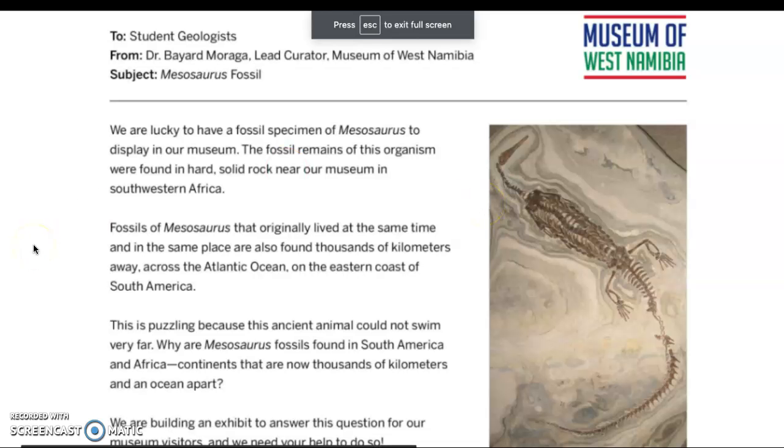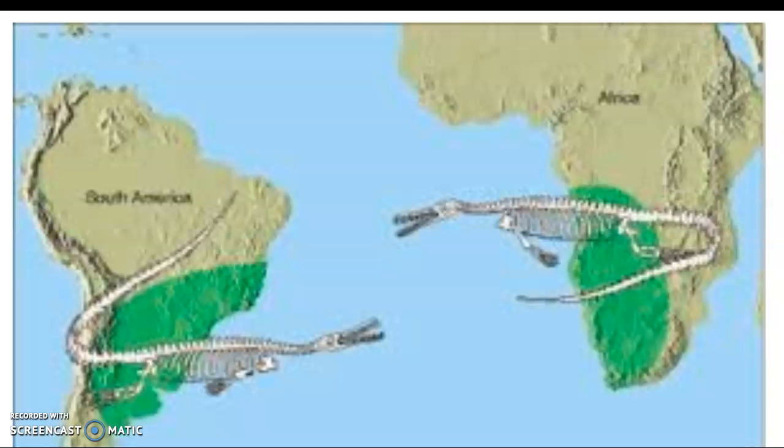Okay, so at this point, you should have read this letter from Dr. Morega about this fossil specimen that we found, and it's labeled the Mesosaurus, is what the name of it is. And we found that it is on two different sides of the ocean here. That's found not only on South America, but also in Africa.